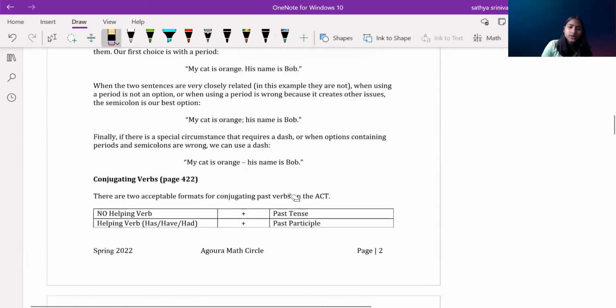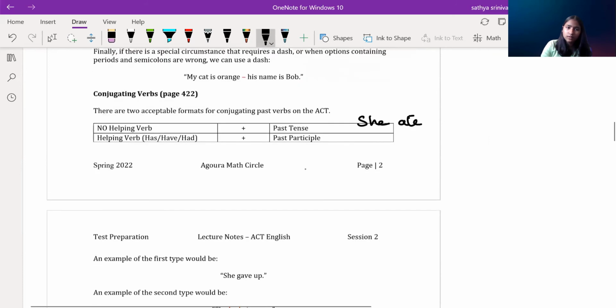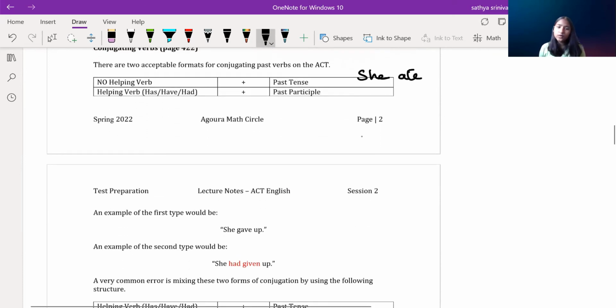Now, conjugating verbs. So there's two acceptable formats for conjugating past verbs on the ACT. So that's no helping verb and a past tense. So for example, it would be like she ate, right? You don't need a helping verb here. The second one would be like she was eating or something like that, or she had eaten, right? You have some helping verb here, and then you have a form of the verb in the past participle.